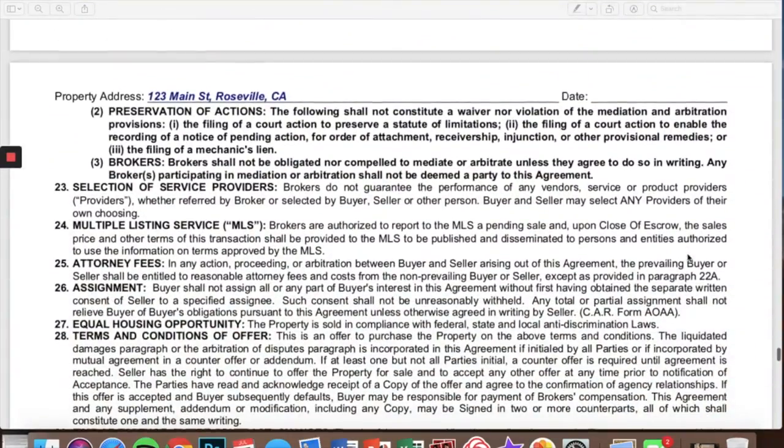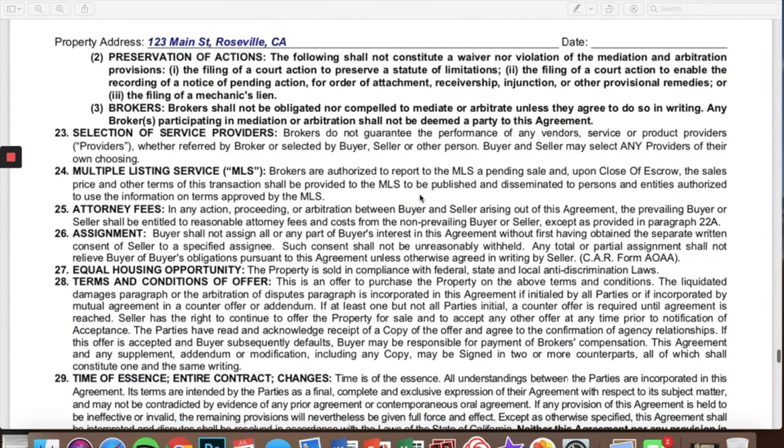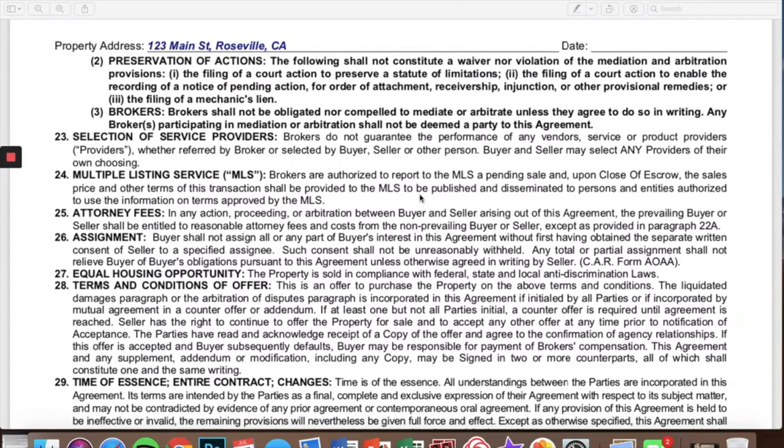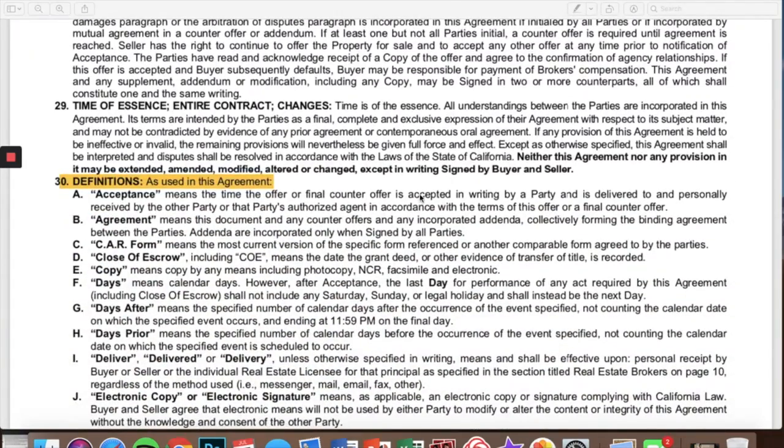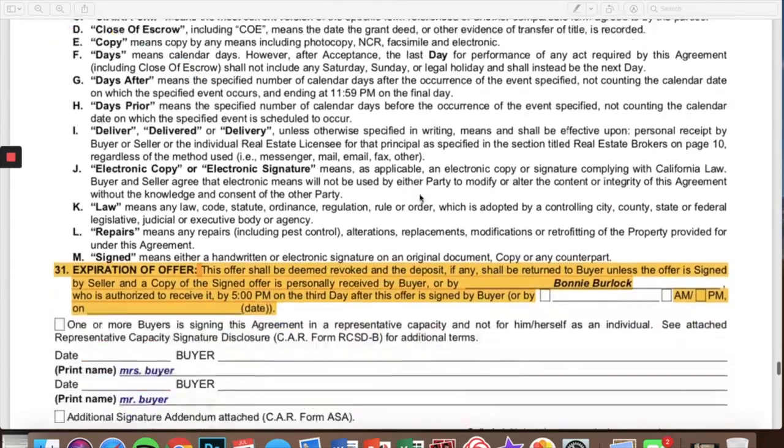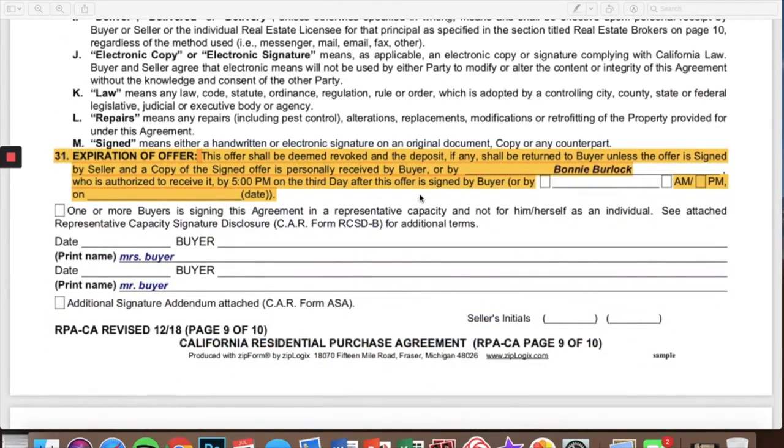So next we have a couple various disclosures regarding service providers, MLS, and things like that. So make sure your client reads through this. This will just kind of give them an idea of everything to expect. And there's also a definition section of what terms are used in the agreement and what they mean exactly. So if anything is slightly confusing or you're not 100% on it, this definition section can help clear it up. Lastly, there's the expiration of offer.